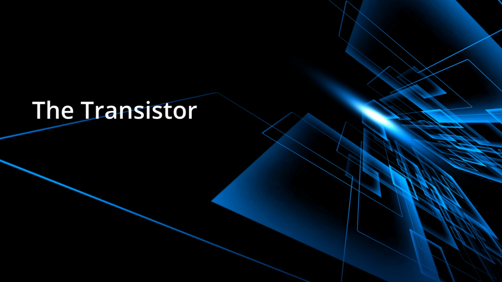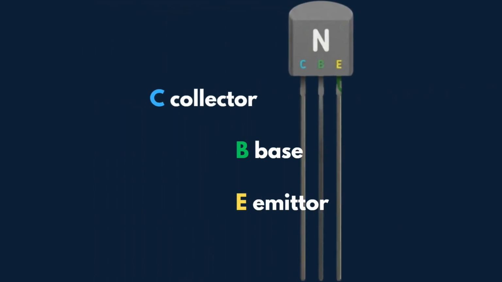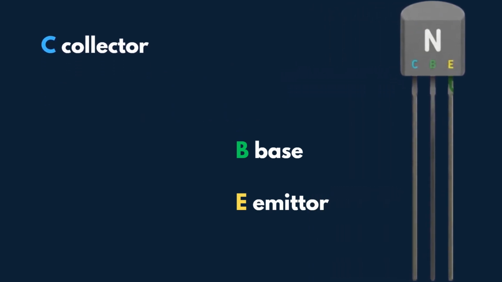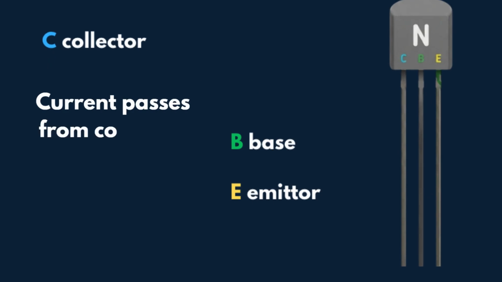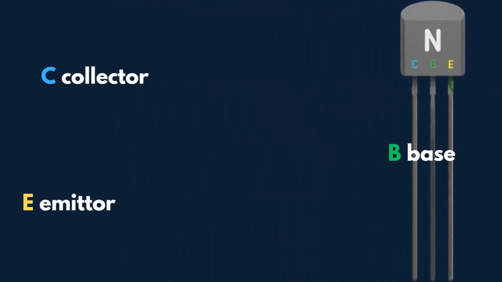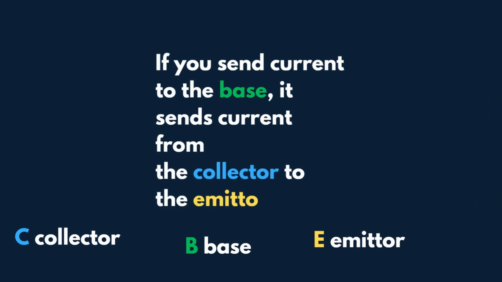The transistor. Now we're going to replace the mechanical switch with an NPN transistor. There are other kinds of transistors which we'll talk about in other videos. This transistor has three wires or terminals that you plug into the Arduino. They are the collector, the base, and the emitter.